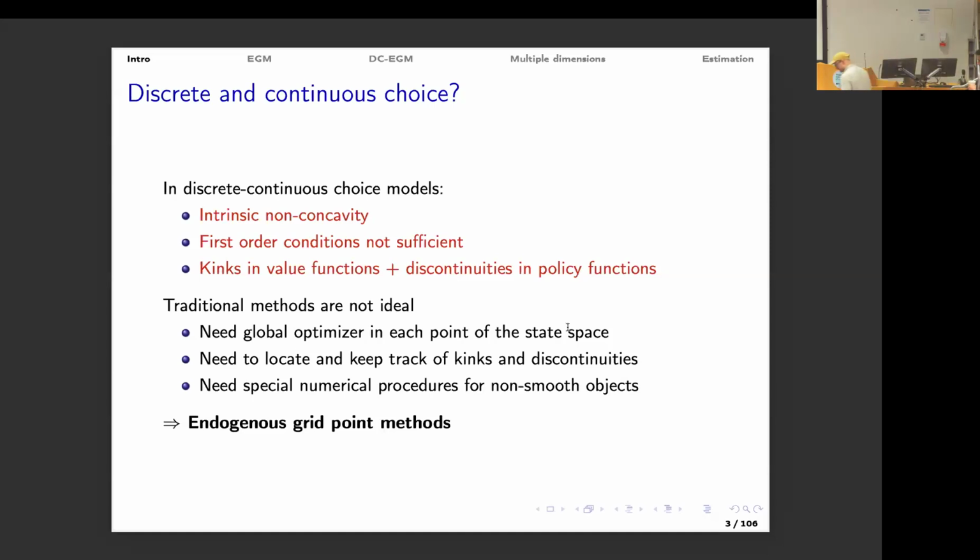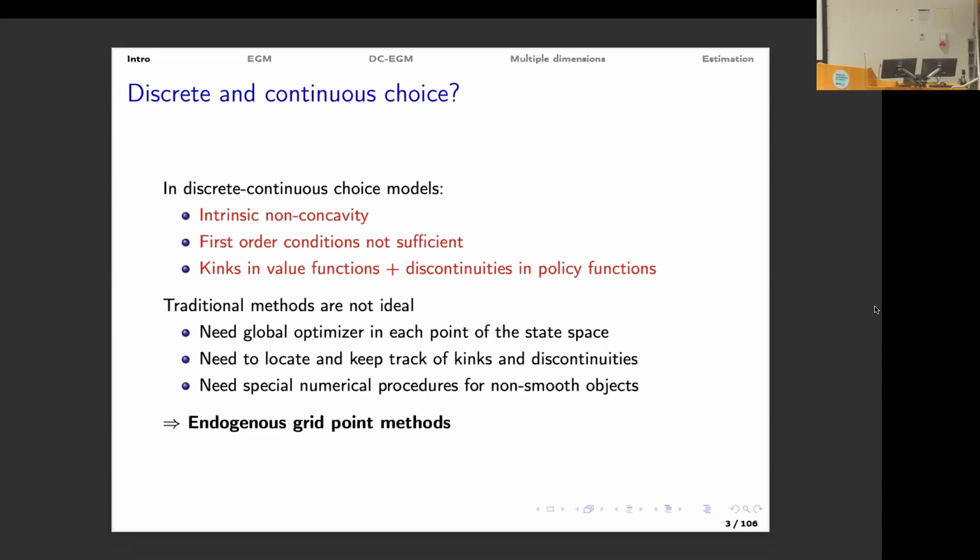If we try to just approach this problem with the standard toolbox of dynamic programming, then what you have to deal with is the need for a global optimizer at each point in the state space. I will show that in a bit more detail, or maybe mention it once more. You need to do something with these kinks and discontinuities, so non-differentiability of various sorts. Maybe you need to come up with special numerical procedures to be efficient about dealing with these problems.